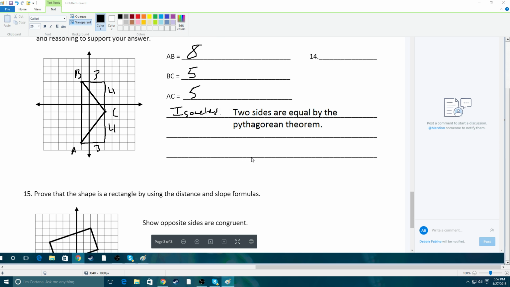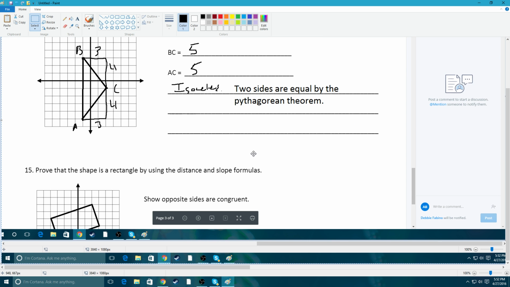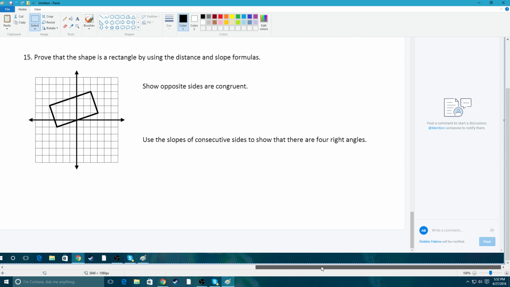Okay, and the last problem. 15. Prove that it's a rectangle. So show opposite sides are congruent. They want us to use the distance formula, so you got to know it. So first let's just get the points down. A is at negative 4, comma 2.